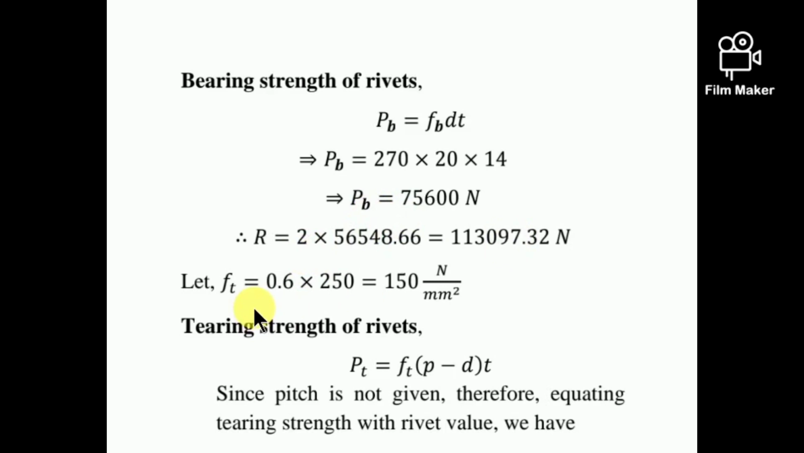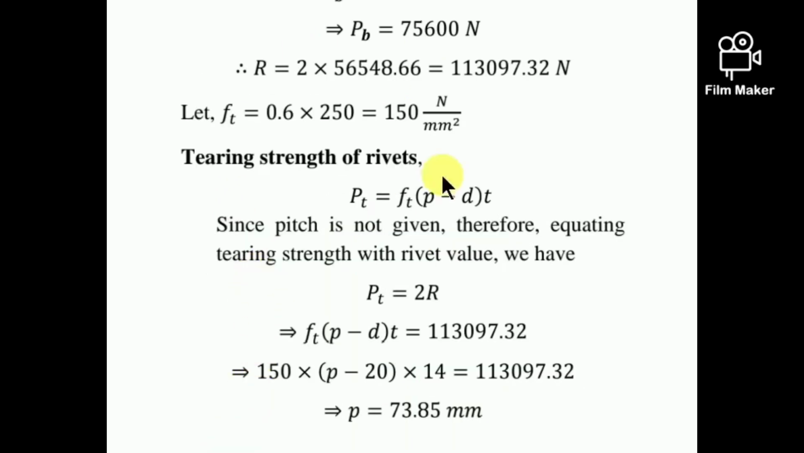Now next, what is needed? We need Ft, that means for tearing stress we need the tearing stress value. So Ft, when it is not given, we take it as 0.6 times Fy, and Fy we have assumed as 250. So 0.6 times 250 is 150 Newton per mm square. Actually, the rivet value is the least of bearing, shearing and tearing strength, but we did not find the tearing strength because our pitch was not given, and in the formula of tearing strength we need the value of pitch. That means p is required, but p is not given. So from bearing and shearing strength only we have determined the rivet value.